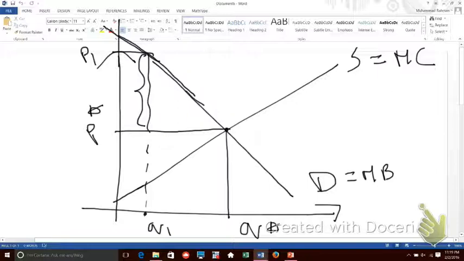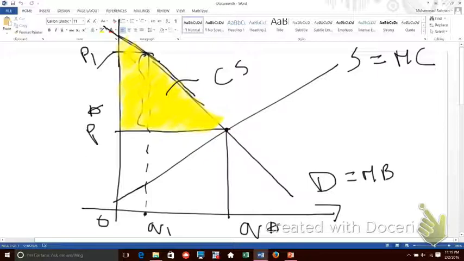So for every output level between 0 and Q star, the area between the demand curve and the market equilibrium price captures the consumer surplus in this model. So our yellow upper triangle is called the consumer surplus.